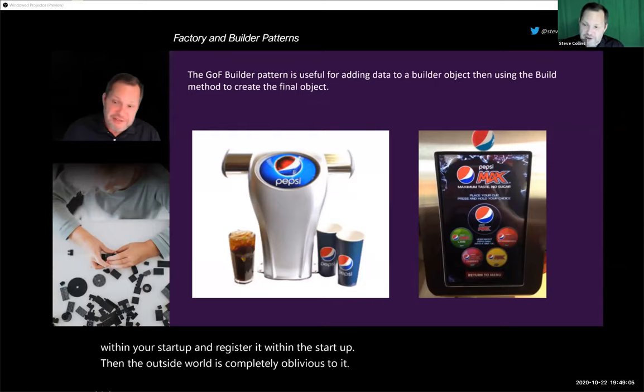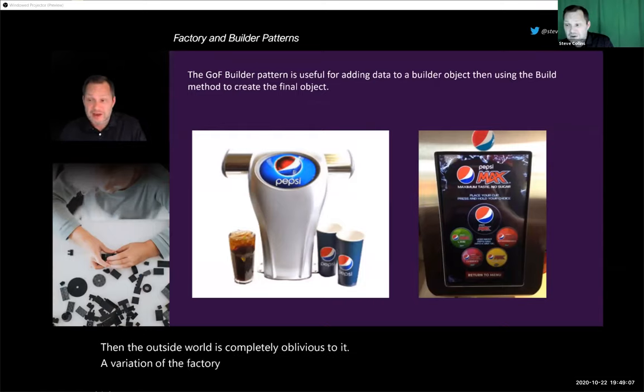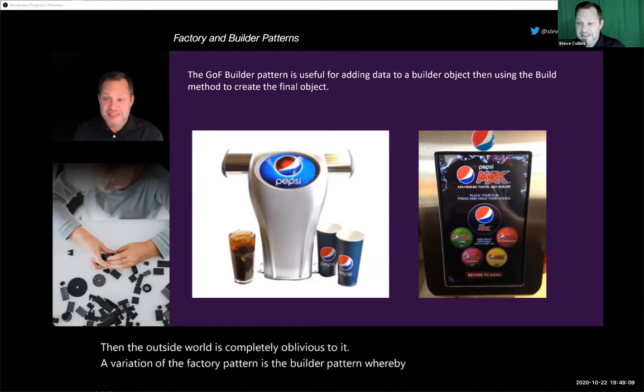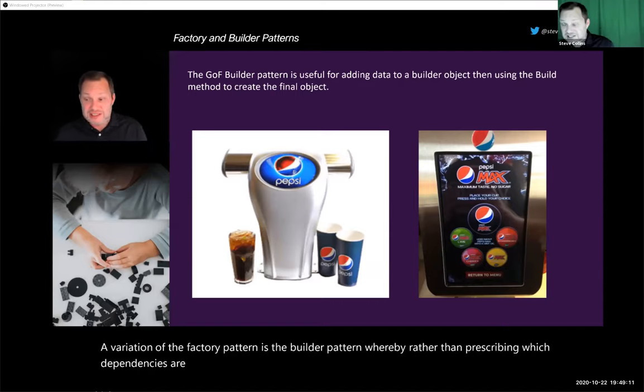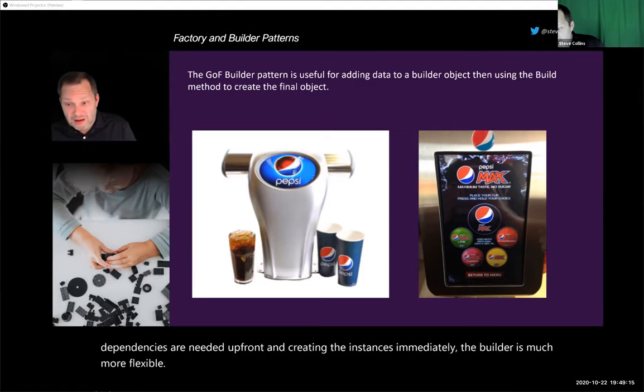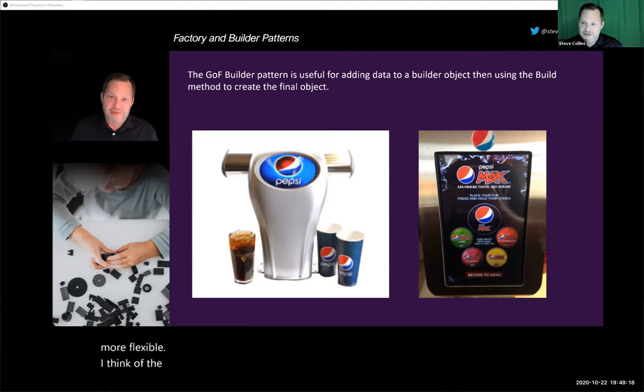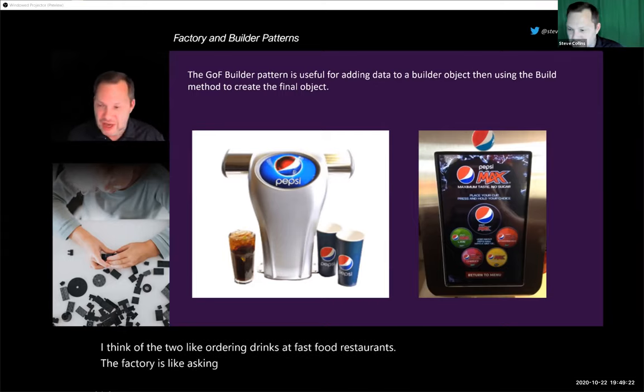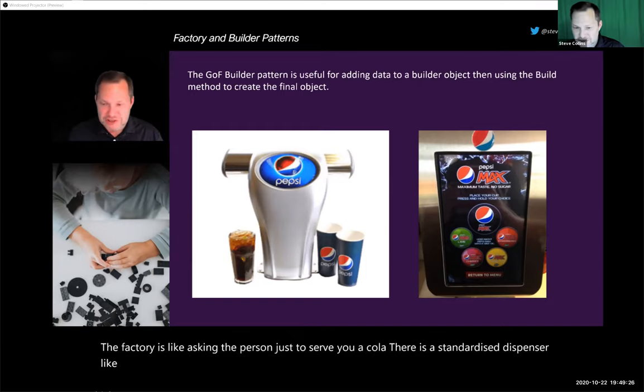A variation of the factory pattern is the builder pattern, whereby rather than prescribing which dependencies are needed upfront and creating the instances immediately, the builder is much more flexible. Think of the two like ordering drinks at fast food restaurants. The factory is like asking the person just to serve you a cola. They have a standardized dispenser, like on the left, with a fixed set of options of Pepsi Max and Diet Pepsi and so on.